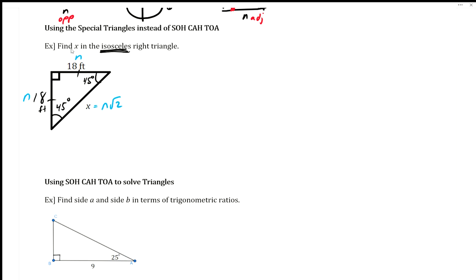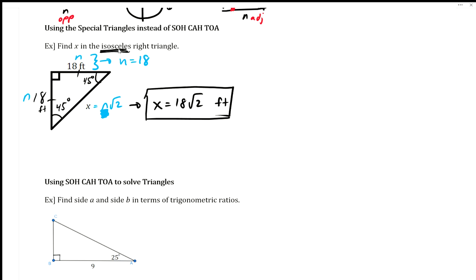I'm just going to focus on that top one and say, well, this information right here is telling me that n is 18. So if n is 18, how about I just change that n right there to 18? So we get x is equal to 18 radical 2 feet. Boom, that's it.